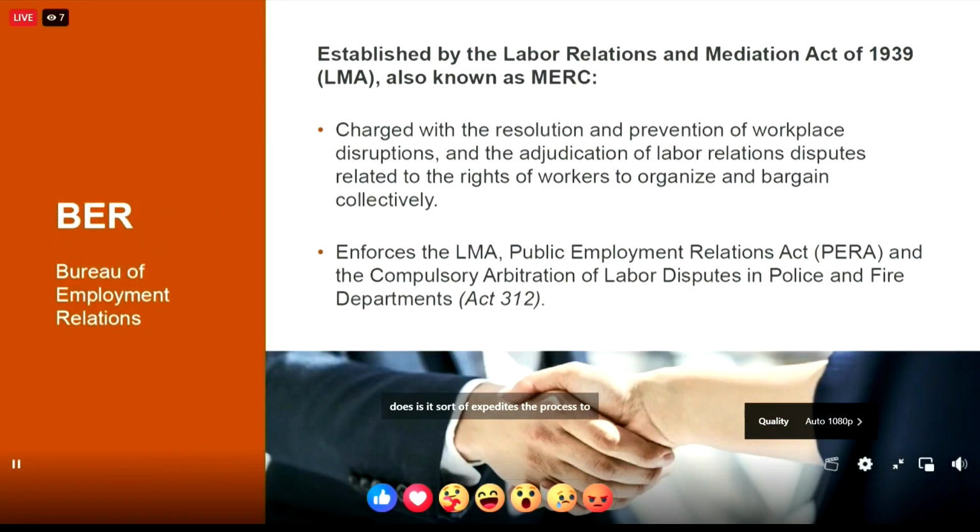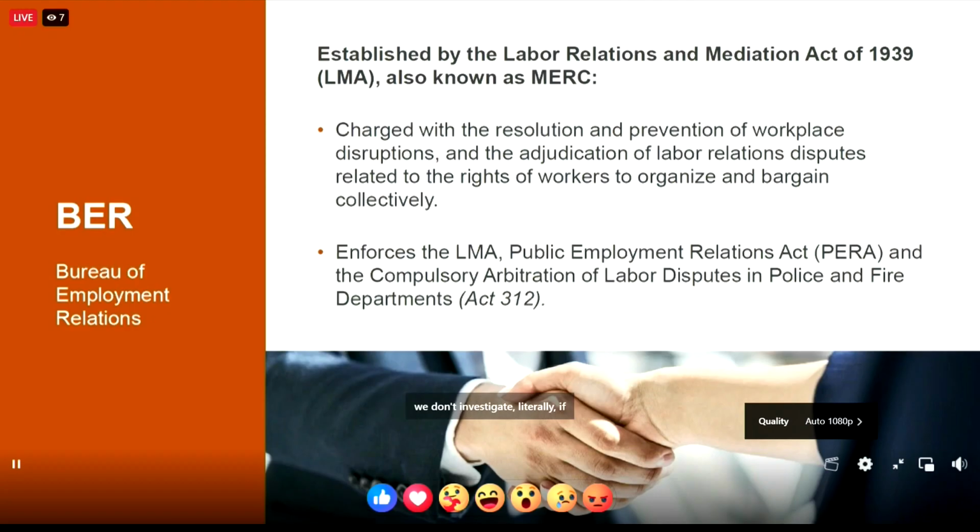What it does is it sort of expedites the process to get to a hearing where the NLRB might take longer. The not so good part for the individual worker is they're kind of standing there by themselves to try to present a case, which may be against a bunch of lawyers, a big corporation, it could be whatever.